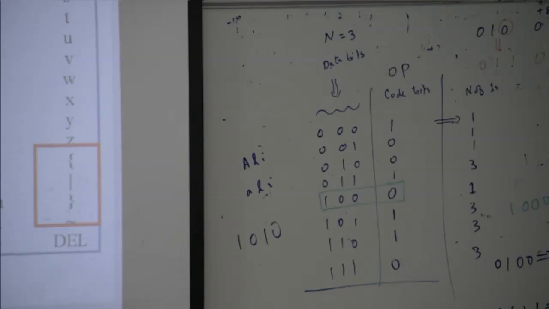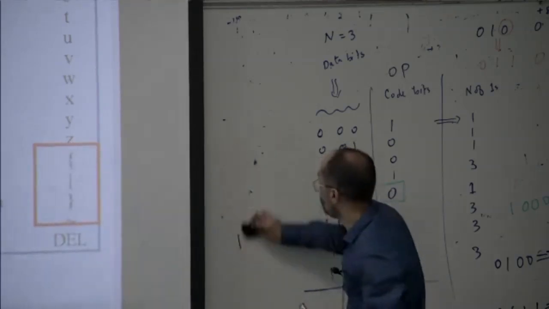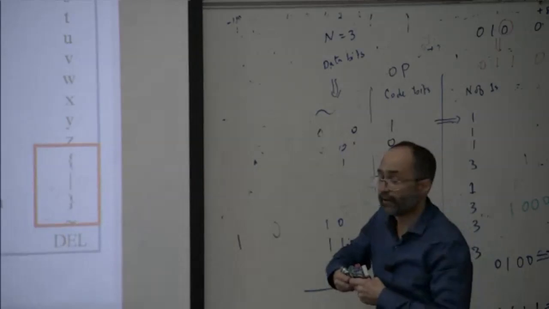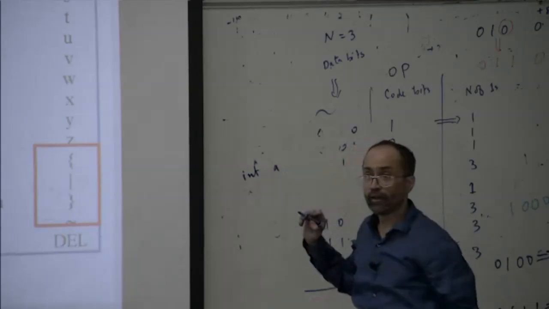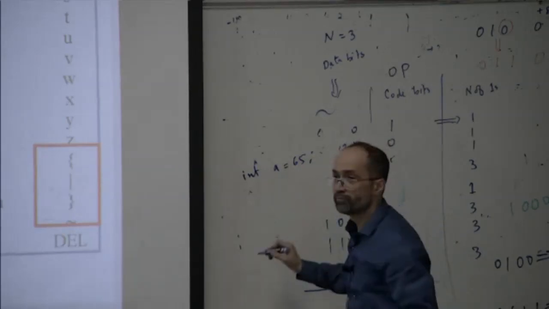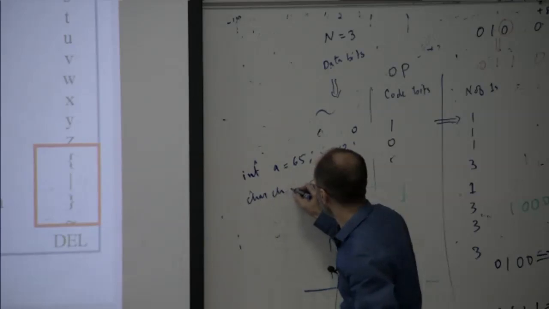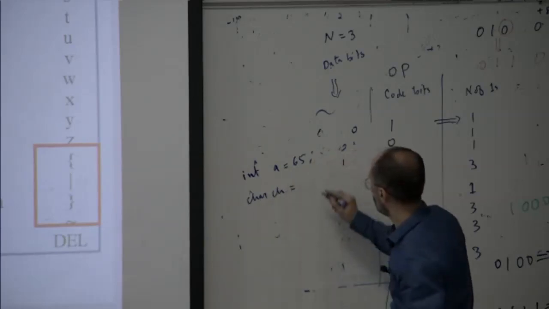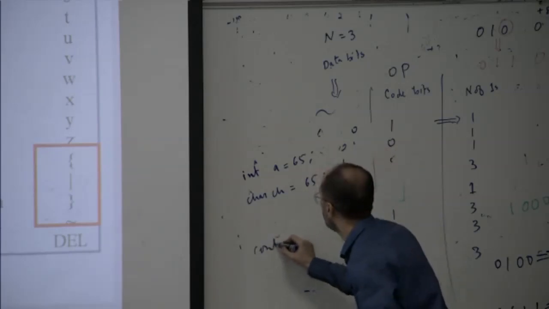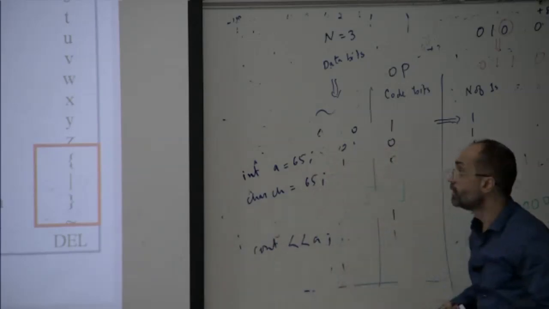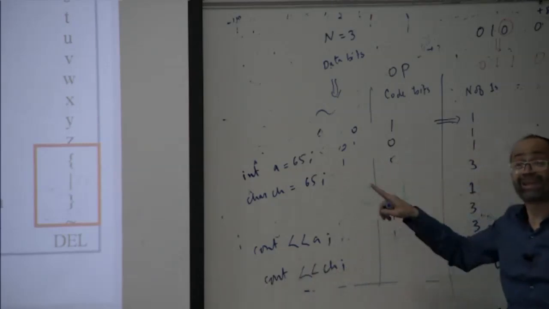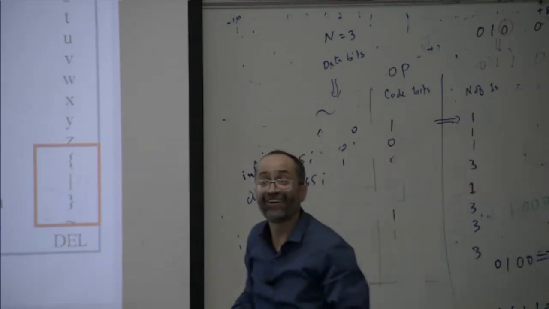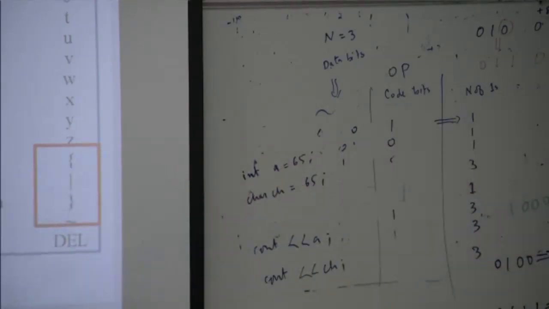Now this is very important, a very important concept. If we say int A is equal to 65, char CH is equal to 65, and we say cout A, what will it display? 65. But if we say cout CH, it will display A. So we have different data with different representations. Both have the code 65, but both have a different meaning.